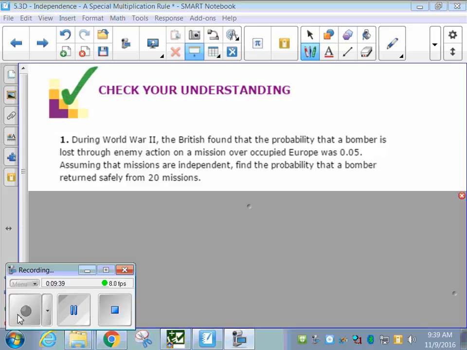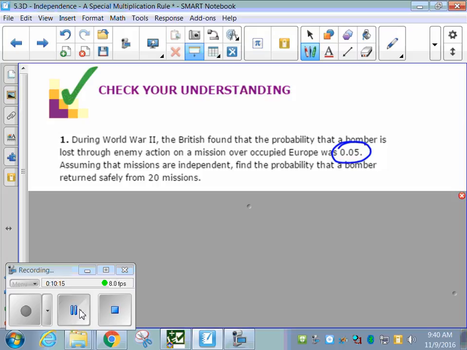So you guys are going to try a couple problems. During World War II, the British found that the probability that a bomber is lost through enemy action on a mission over occupied Europe was 0.05. Assuming that missions are independent, find the probability that a bomber returns safely from 20 missions. Now they're switching it on you, right? Because they're saying this is the chances that they don't return safely. So what's the probability they return safely from 20 missions? So see if you guys can get that answer.